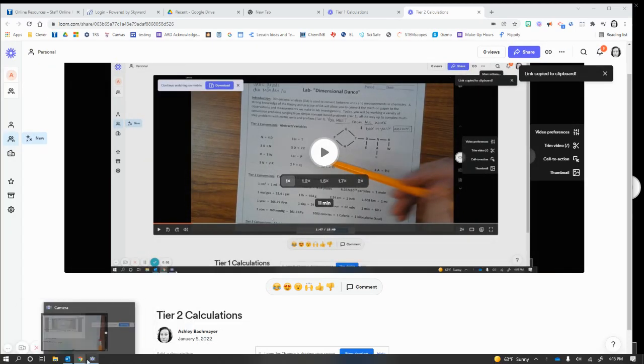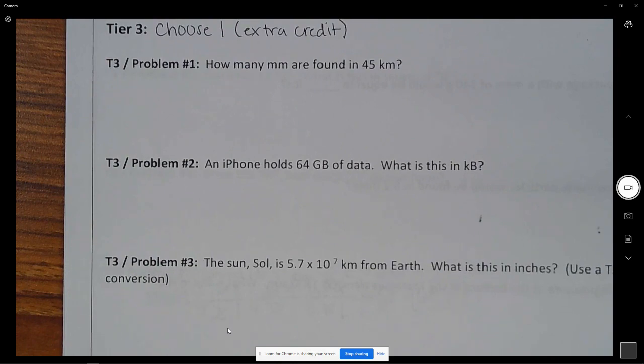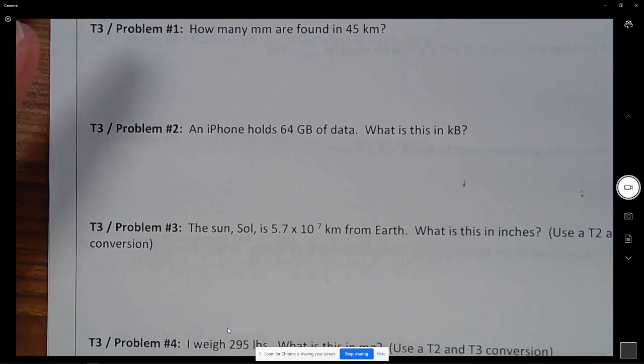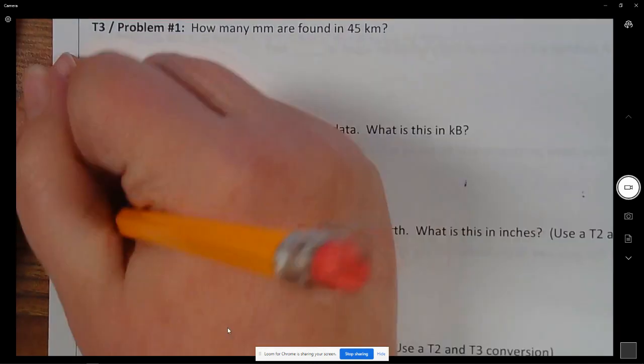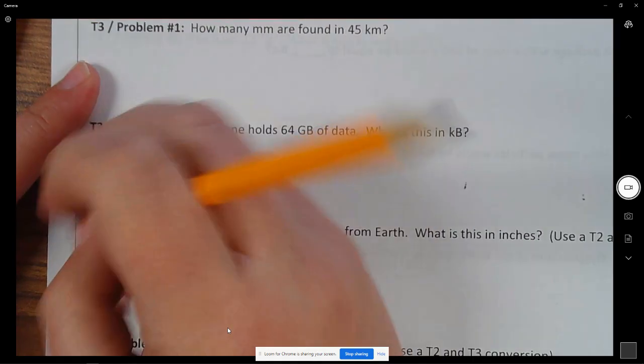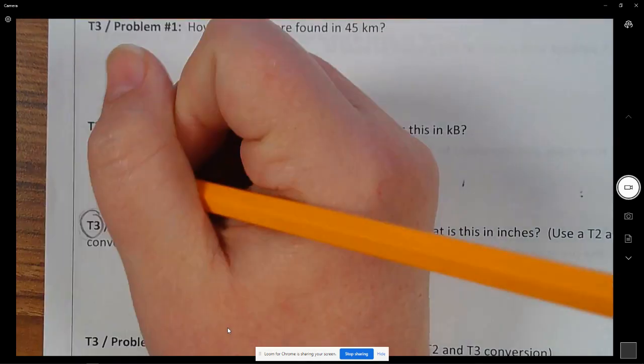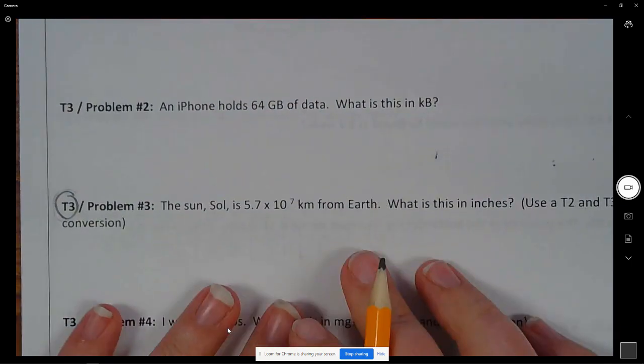Okay, so the next one we're going to look at is tier 3. Tier 3 is extra credit, so you're going to just choose one of these. I am going to work one with you, but you have to choose the other one on your own. I'm going to do problem number 3. This is the one I'm going to work with you, so you have to do another one on your own.